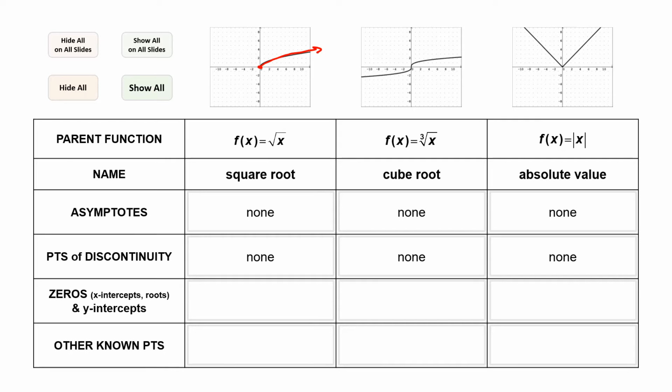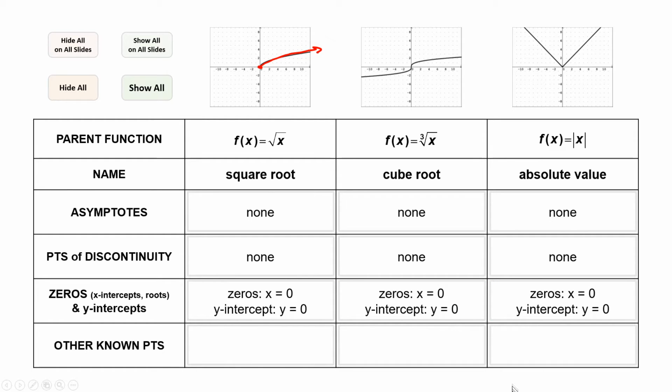All 3 of these parent functions, once again, are crossing at the origin (0, 0). Therefore, their zeros are going to be at x equals 0, and their y-intercepts will be at the height of y equals 0.